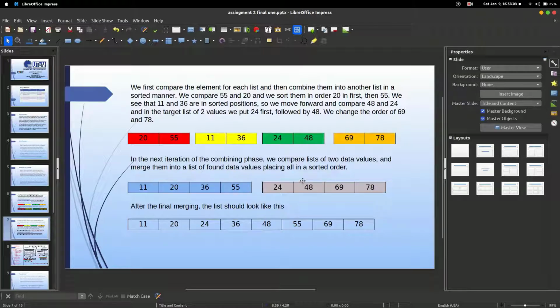Now the last step, we need to merge these two finally into one and compare all the data in the sorting system. The very lowest one will be the first element, and the very highest one will be the last element, as you can see here, 11 and 78.